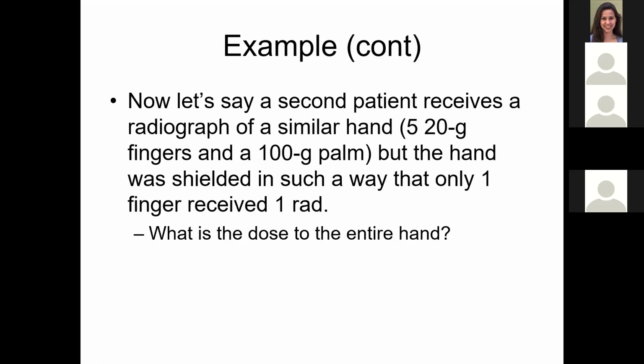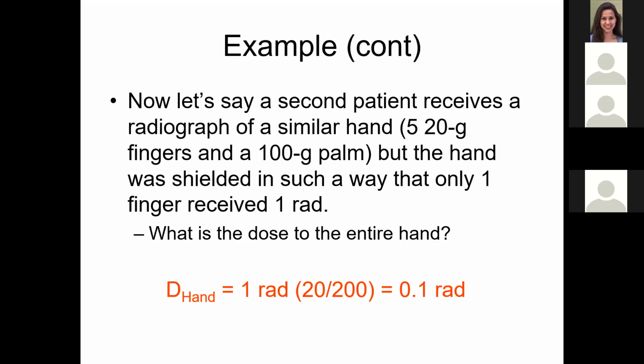Now, if we switch that around and say we're going to shield their whole hand and only do a radiograph of their thumb, because only their thumb is broken, and so we have 1 rad to the thumb, then what's the dose to the whole hand going to be? Well, we average that out. So we've got 1 rad's worth of energy in 20 grams, and the whole hand is 200 grams. And so in the whole hand, we have 1/10 of that energy averaged across it, so 1/10 of a rad. Main thing to remember here: dose is energy per mass.